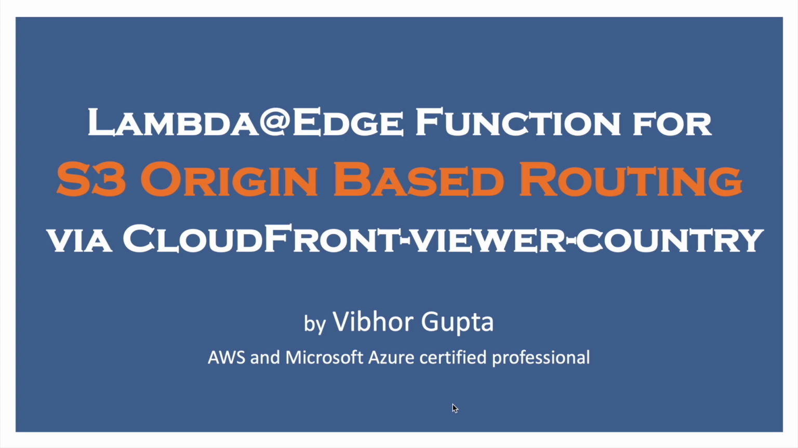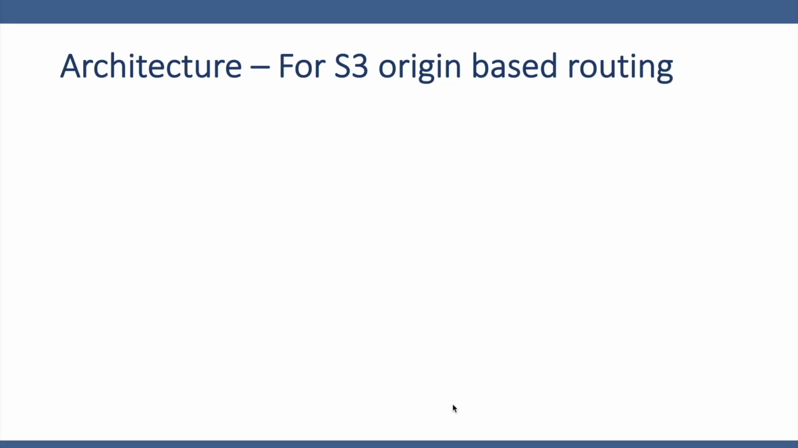Today in this video, we are going to use a Lambda@Edge function that will route traffic to an S3 bucket based on the viewer's country. CloudFront adds the CloudFront-Viewer-Country header after the viewer request event, or when the request is received from any user. The CloudFront-Viewer-Country header or origin request trigger can be used to change the Amazon S3 origin from which we get the content. Let's discuss this with the help of an architecture.